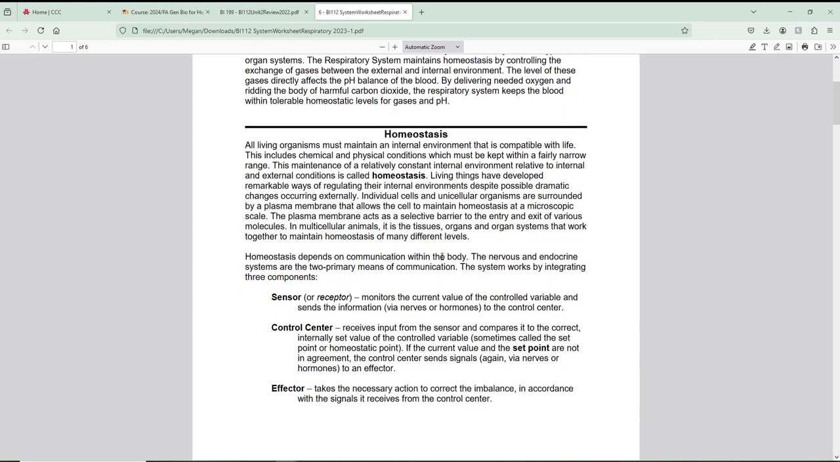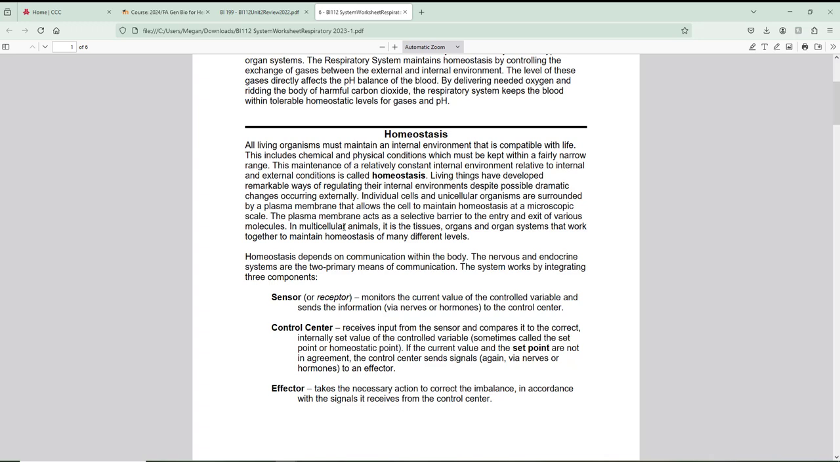Okay, so the first part talks about what homeostasis is. If you recall, in chapter 1 we learned a little bit about homeostasis. That is maintaining internal conditions even though your external environment is changing around you. Okay, so think about your temperature.